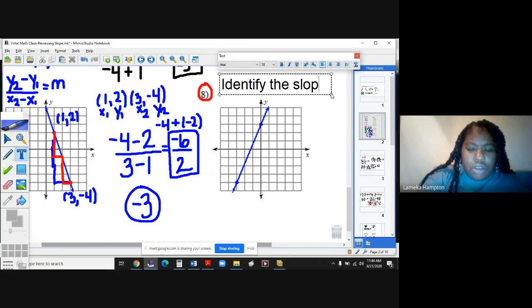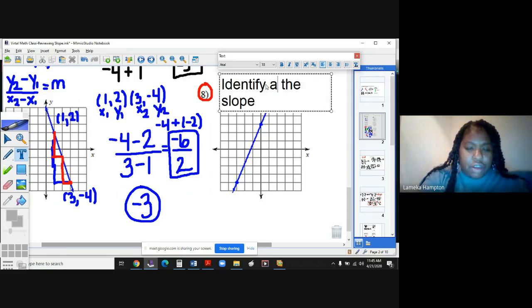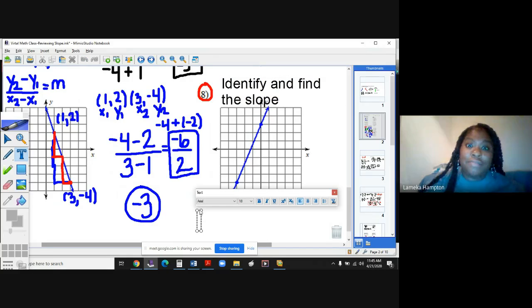I can't spell. Identify the slope. Okay, so when I say identify the slope, I mean, is it a positive, negative, 0, or undefined? Okay, and I want you to identify and find the slope. Maybe I should have put that. And find the slope. So that is your assignment. Identify what kind of slope it is and find the actual slope, the number, the actual number. Okay, so that is your assignment for the playback.